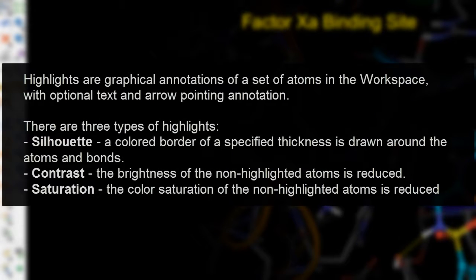Highlights are graphical annotations of a set of atoms in the workspace, with optional text and an arrow pointing from the annotation. There are three types of highlights. A silhouette highlight creates a color border around atoms and bonds. A contrast highlight reduces the brightness of non-highlighted atoms. A saturation highlight reduces the color saturation of non-highlighted atoms.